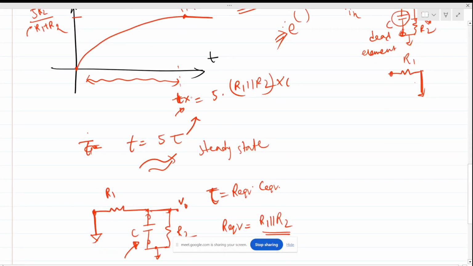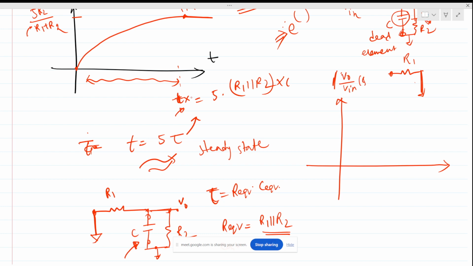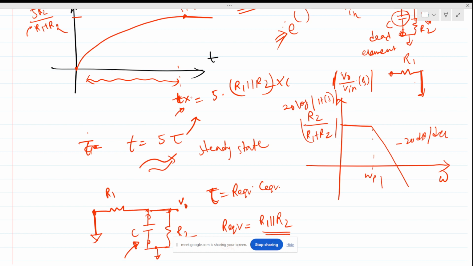So how will the circuit behave in the frequency domain? If we draw the Bode magnitude plot, this is our omega. This is the DC gain, R2 divided by R1 plus R2, and this will be in dB. I am not writing that, so this will be 20 log of this. Let's say this is H of s, and there is a pole, and this falls with a minus 20 dB per decade slope. So this is our omega p.